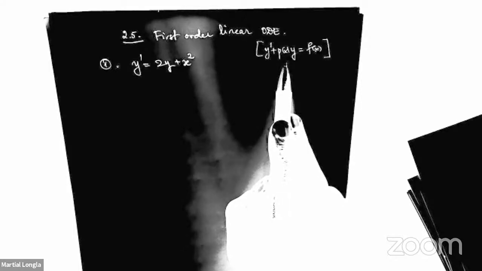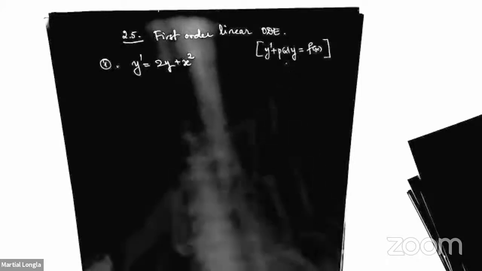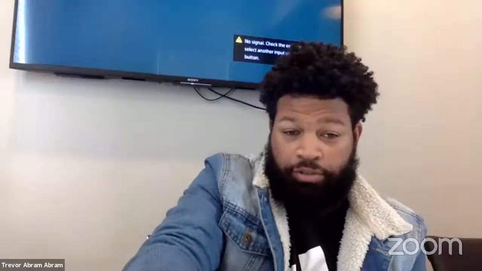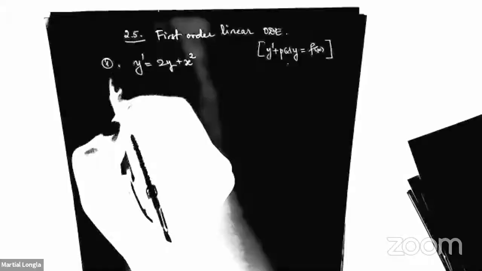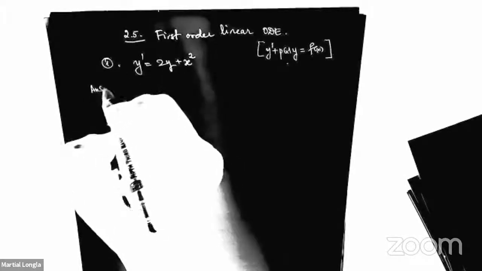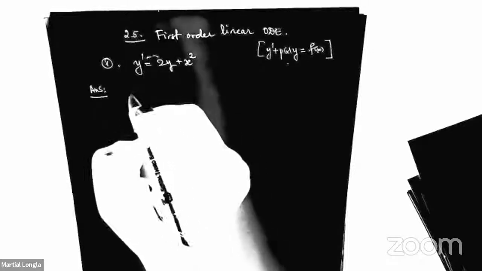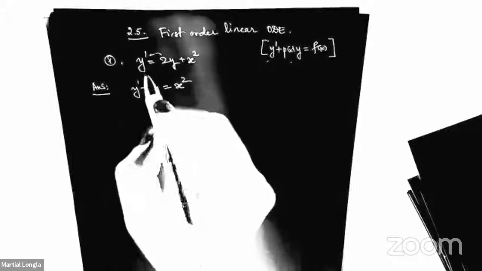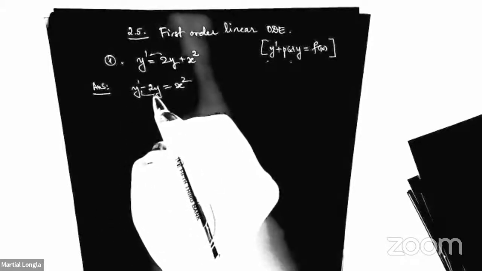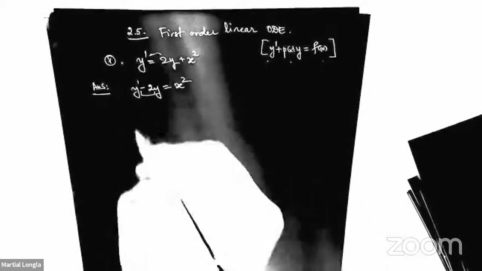So how do I do this in this problem, Jimmy? Move the 2y to the other side. Thank you. So we move the 2y to the left, and when we move it, it changes its sign. So it becomes y prime minus 2y equals x squared. Now we are ready to use the formulas. This whole thing in front of y is the p of x.